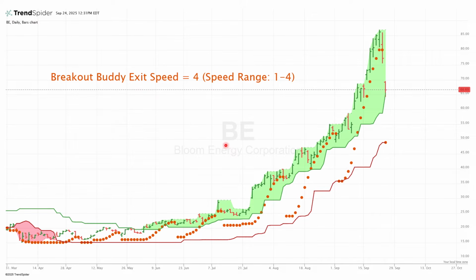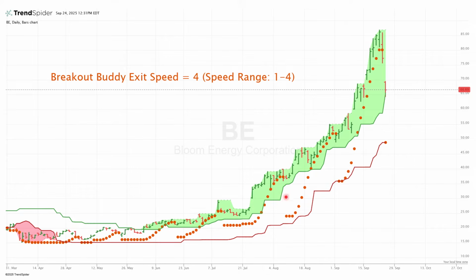This is the same daily data for Bloom Energy with the same Breakout Buddy painted on, but now we have a maximum speed of 4. So if you follow the red dots, you see they're moving very aggressively. So if you wanted to be a short-term trader within this long-term trend, then the speed of 4 lets you do that.